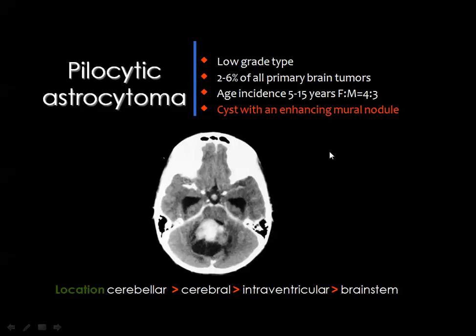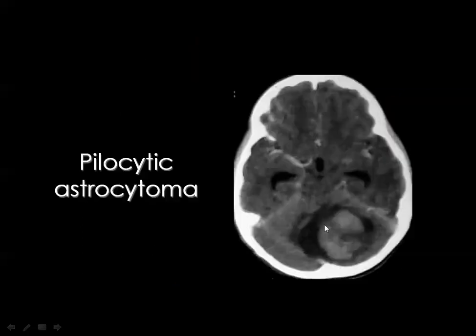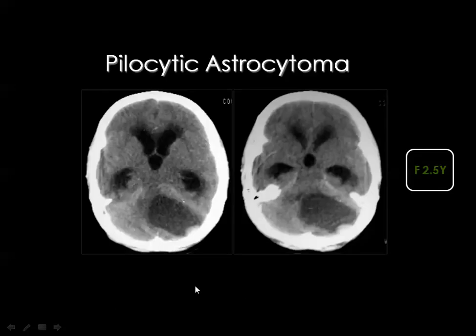Then, if you see a cyst with an enhancing mural nodule, you consider pilocytic astrocytoma in the posterior fossa, regardless of the size of the nodule or the site of the nodule. The nodule may be on the inner wall of the cyst and may be located in a septum inside the cyst itself. And this is a good example of a pilocytic astrocytoma. There is a big cyst in the left cerebellar hemisphere with an enhancing mural nodule, and the cyst is compressing the fourth ventricle with consequent supratentorial obstructive hydrocephalic changes.